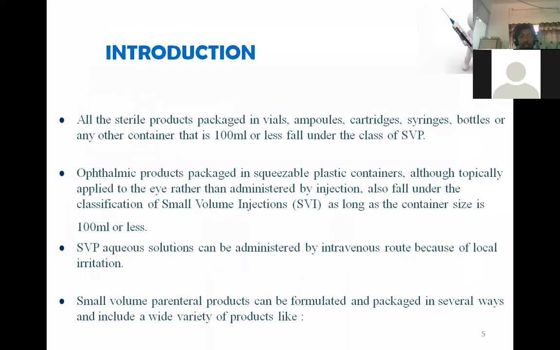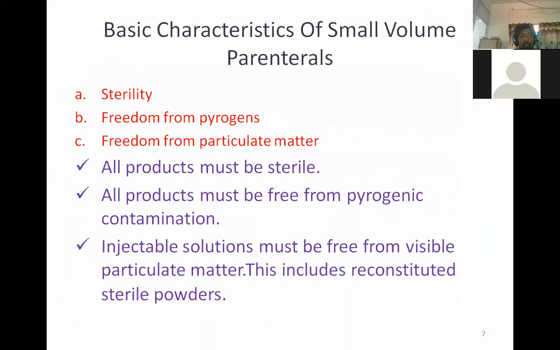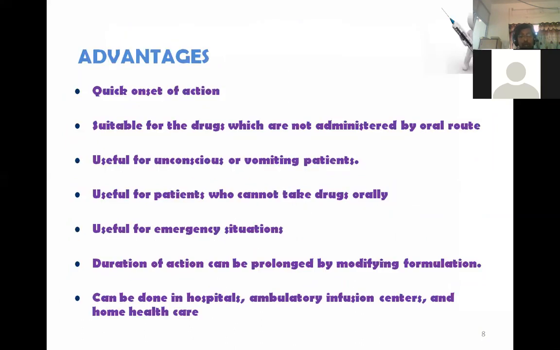And we have also seen the introduction, definition, and types of the products in the last class. And first, we have also seen basic characteristics of the small volume parenterals, right? We have seen that all the formulations should be sterile, free from pyrogens, and free from particulate matter. These three are the important characteristics for small volume parenterals. We have also seen the advantages.